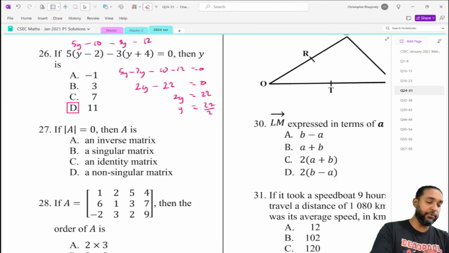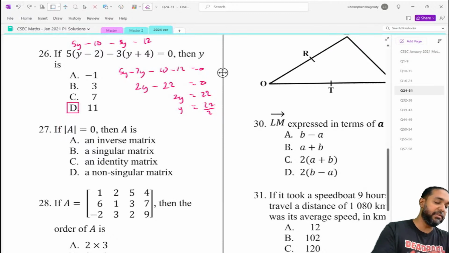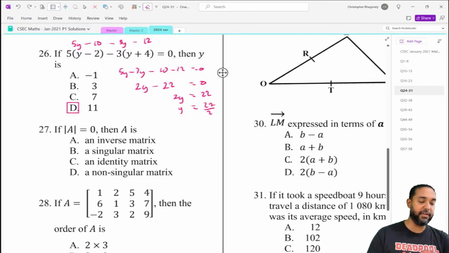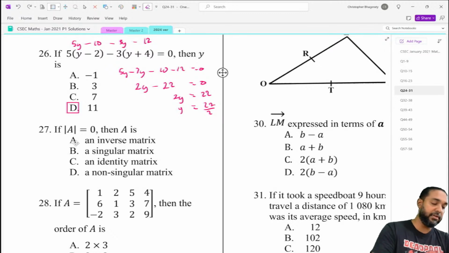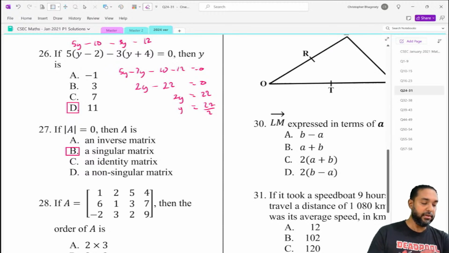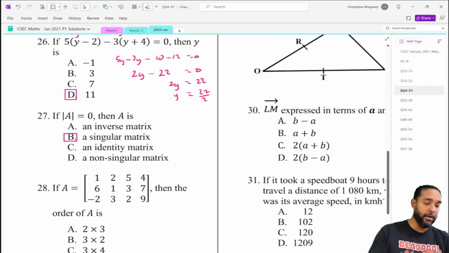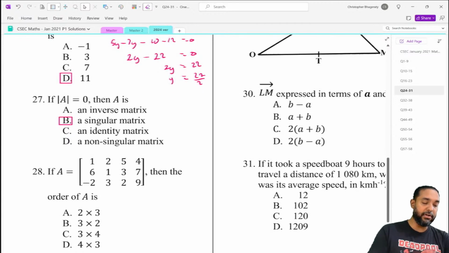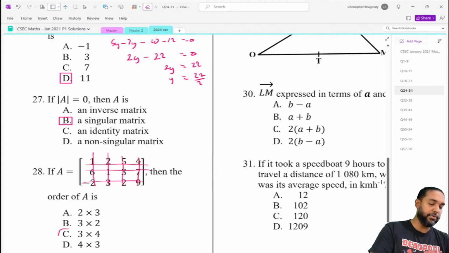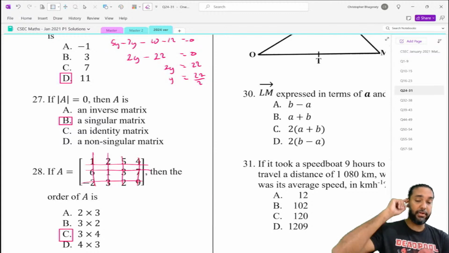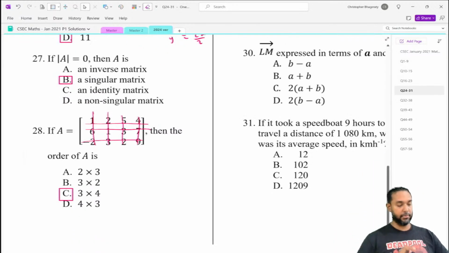This here means the determinant of A. If the determinant of A is 0, then it cannot have an inverse, and we call that kind of matrix a singular matrix. If A is that, then the order of A, order is number of rows, 1, 2, 3, by number of columns, 1, 2, 3, 4. So a 3 by 4, not a 4 by 3.